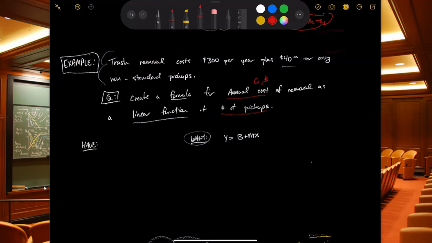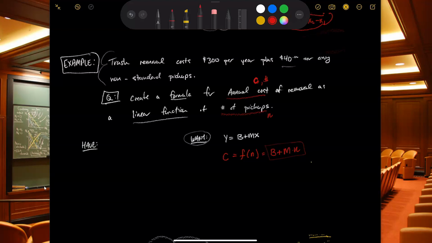I usually make my variable names remind me what they are. So cost is a function of the number of pickups. We'll call this n. And that's going to be equal to some b plus m times n. All right, instead of y and x, we've got C and n. So this is really what I'm after, this formula for a linear function.